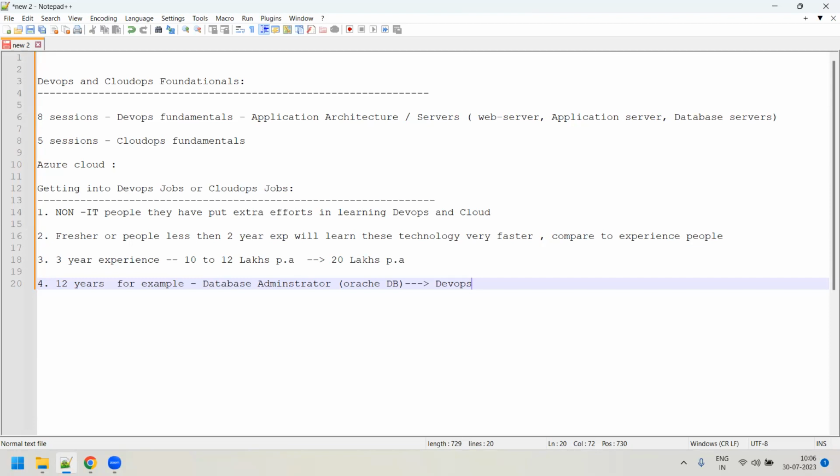Why? Because he's an experienced person. Based on his experience only, he will fetch a job. He might be getting a 25 or 30 lakhs package and want to get into a 40 or 45 lakhs package. Companies won't simply give you a 40 or 45 lakhs package.